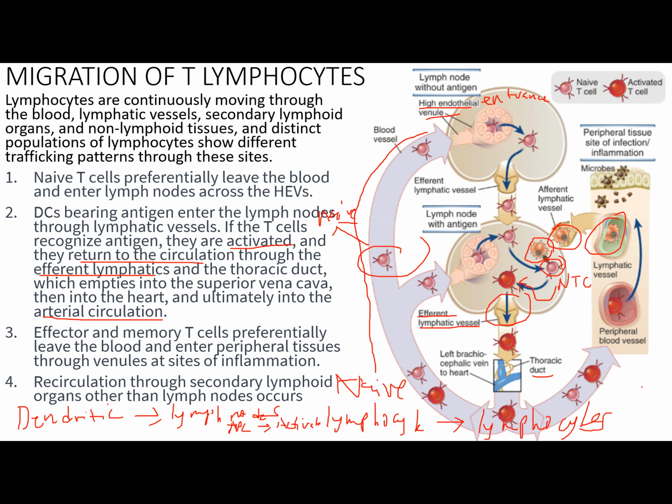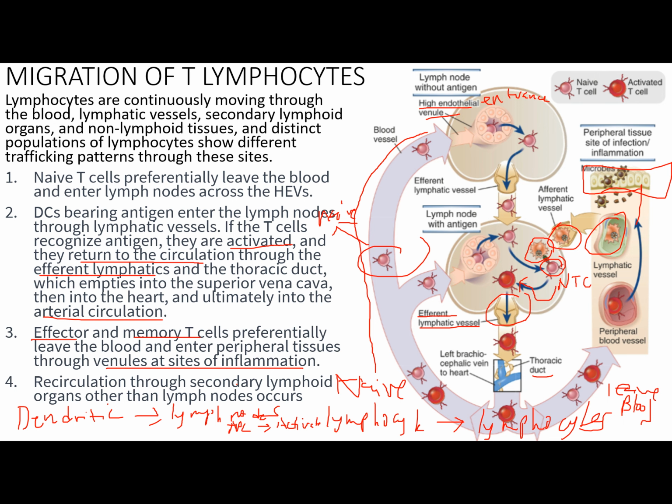Now, meron ka na ngayong mga activated T cell. This activated, also known as effector T cell or memory T cell, would preferentially leave the blood. Aalis naman ngayon sila class. They would leave the blood, itong arrow. They would leave the blood and they would enter the peripheral tissues through venules at the site of inflammation. So pupunta sila dito class sa mga peripheral tissues niya. Recirculation through secondary lymphoid organs other than lymph nodes would also occur.